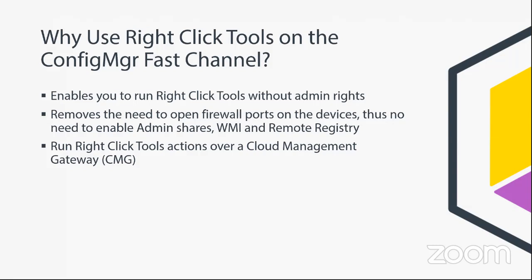That last bullet point is where I think the fast channel layer really shines, right? If you have a cloud management gateway, this is the way you can run right-click tools against devices that aren't on your corporate network. So you don't have to have any VPN or direct access requirements for your end users for this to work.